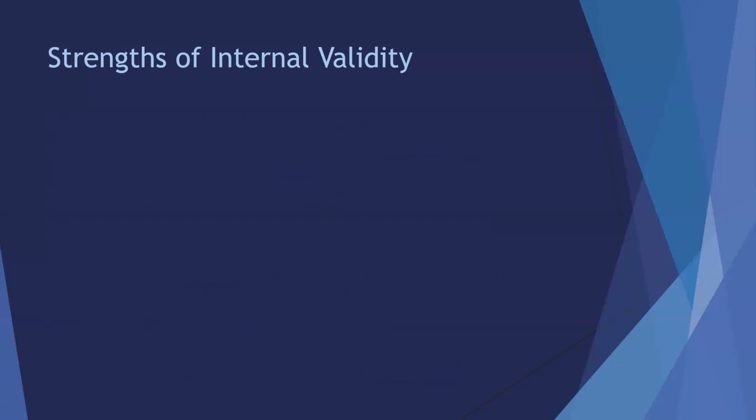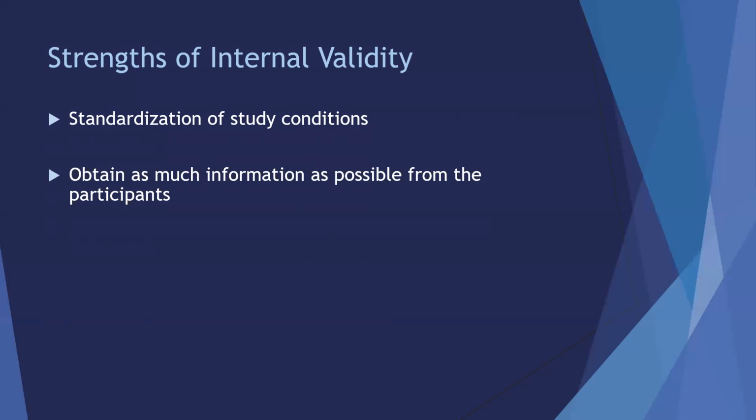Although there are many factors that can weaken internal validity, there are several ways researchers can strengthen the potential for that cause and effect relation between the independent variable and the dependent variable. The first method for strengthening internal validity is to standardize the study conditions. This means that researchers should make sure the study environment and other conditions are identical for each participant in the study. The second method used to strengthen internal validity is to obtain as much information as possible from the participants in the study, which could minimize selection errors discussed previously.